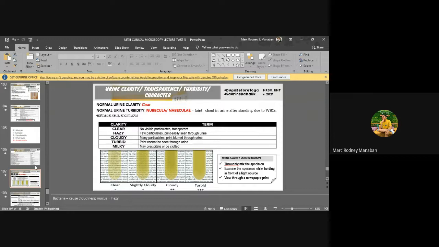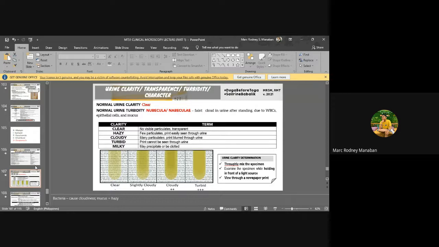If the question is normal urine clarity, it is clear. But normal urine turbidity is the term nubecula or nubeculae. This is due to the settling of your WBCs, epithelial cells, and mucus. There's a faint cloud produced because of these WBCs, epithelial cells, and mucus.